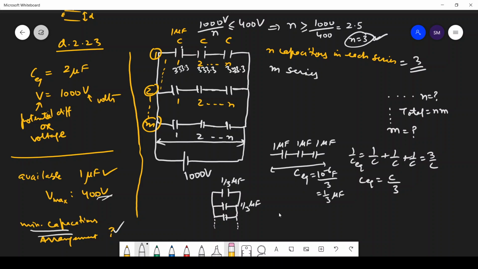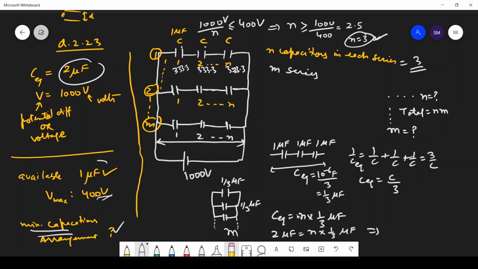Okay, so this we need to tell. So we know in parallel they are going to be added. So C equivalent is equal to N into, so they will be added, right? C is equal to C1 plus C2 plus C3 and they are all same. And so we can write it as C equivalent that we require, and what we require is 2 microfarads. So we want 2 microfarad and that is equal to N into 1 by 3 microfarad. So microfarad, it is the same unit. 3 multiplied by 2 is 6. So this is M, right? M number of series. So this is M total.